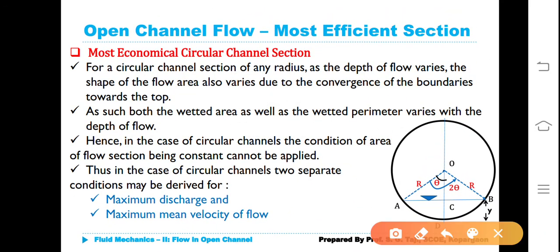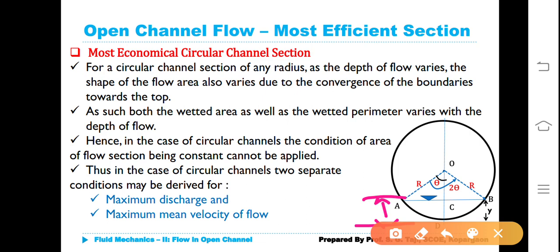Here you can see the circular channel section with radius R and theta on both sides with respect to vertical. Therefore, the total angle is 2 theta. For a circular channel section of any radius R, as the depth of flow varies, the water liquid level symbol is also shown in this small figure very clearly and distinctly, so you can understand.